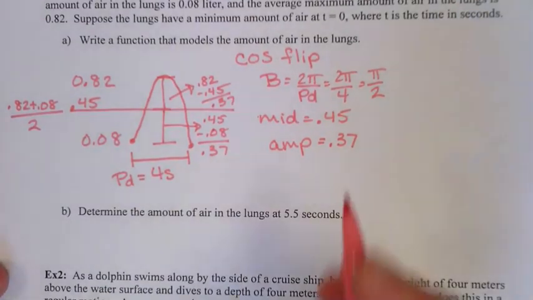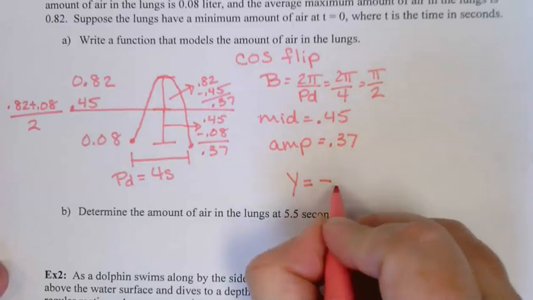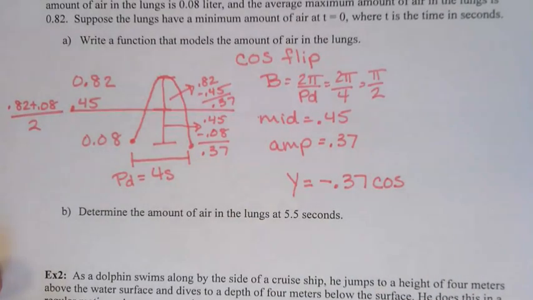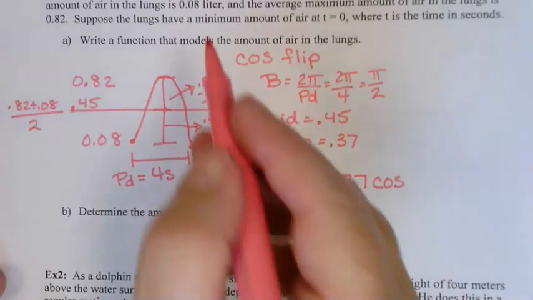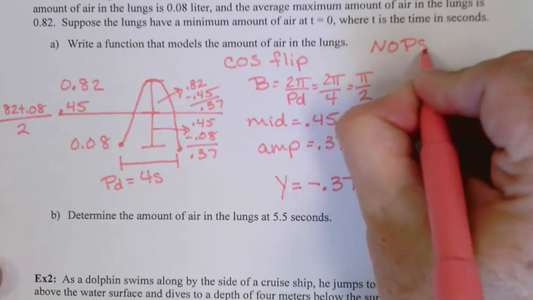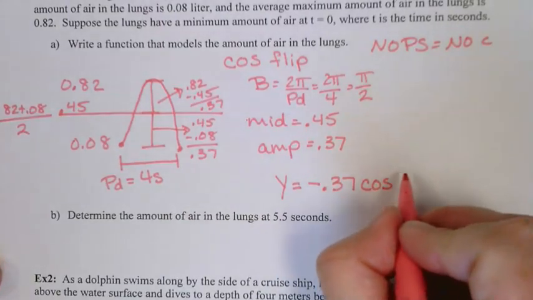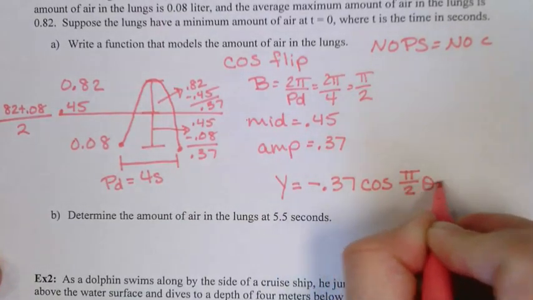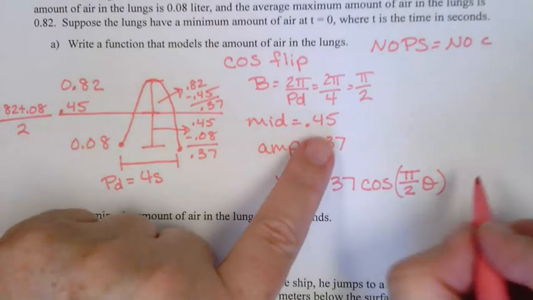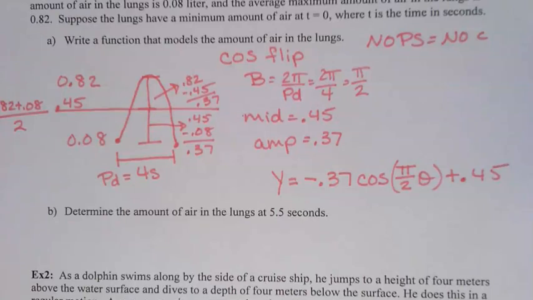Now let's write our equation. So y equals, it is flipped, so negative amplitude cosine. Oh, and I just thought, phase shift, C. They did not talk about phase shift, so remember, no phase shift equals no C. Okay. Pi over 2 theta. You can put that in parentheses if you like. Do you have to? No. And my midline is plus 0.45. Okay, so there's our equation.